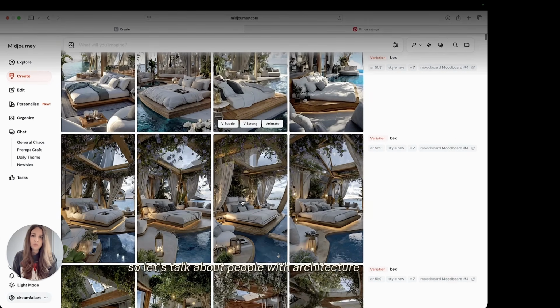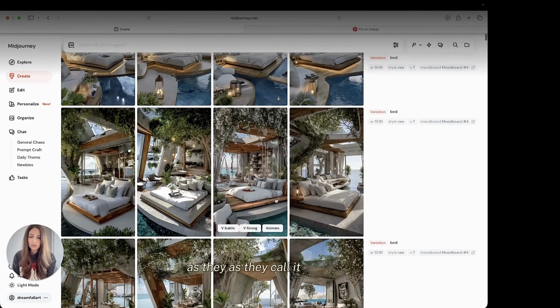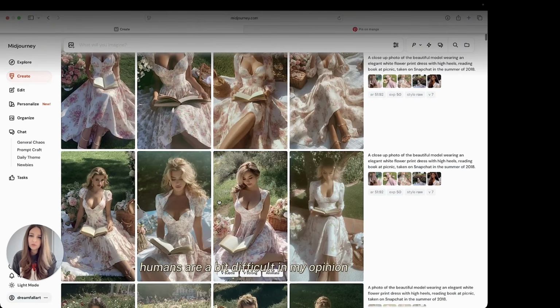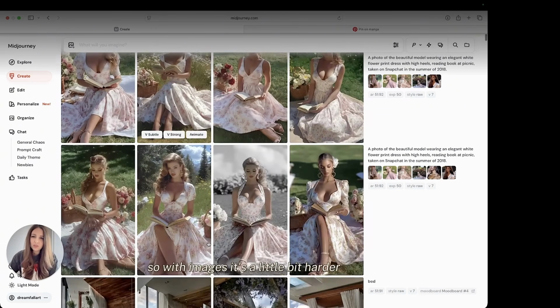So let's talk about people. With architecture, with aesthetics, it works like this. You just pick the best one and later try to pick the best one with strong or slight remix, as I call it. So what about humans? Humans are a bit difficult in my opinion, just because when you try to tell a story, it may be for your project, it may be for just an aesthetic reel, you need to tell a story so that the story would look like a whole story, not just like parts of absolutely different images put together and then being animated. So with images, it's a little bit harder.